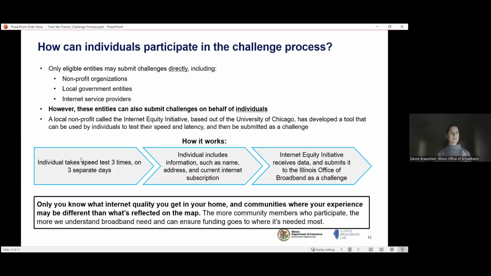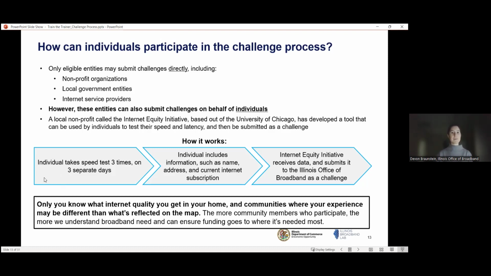So how does this work? First, the individual will need to complete a speed test 3 times over 3 separate days. And then should they want to submit their information, they'll include their name, address, and their current internet subscription. Then they'll submit. The Internet Equity Initiative will receive the data, and then we'll submit it to the Office of Broadband as a challenge. Something to note here is that your personal data is going nowhere except into the challenge process. So there will be no personally identifiable information published anywhere, simply just the speeds that you're experiencing may, if they're eligible, update our understanding of the map.